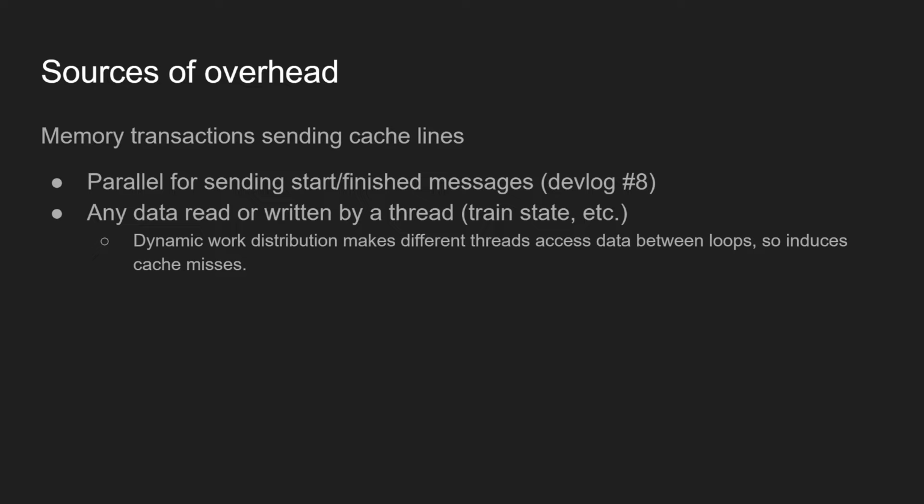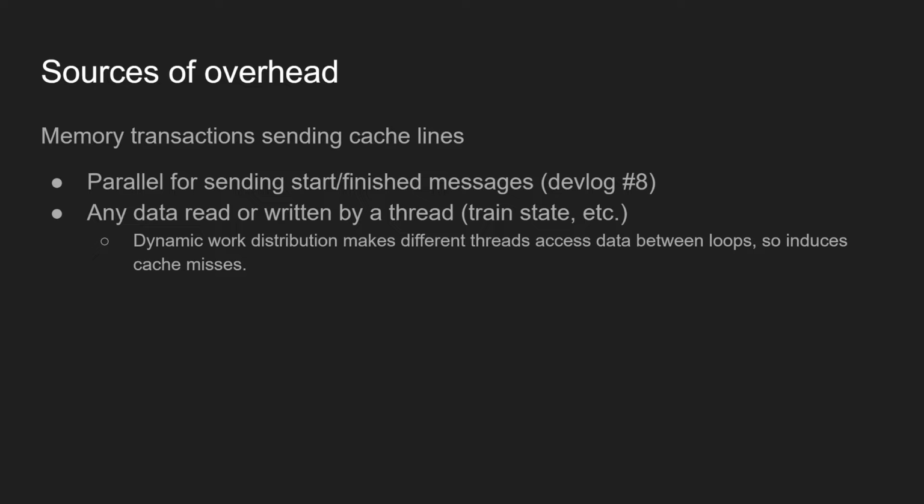But the idea is that in addition to just starting and stopping jobs, any data that's read or written by a thread is also going to result in communicating that data across the bus. This means that if you read or write any data about the train state or any other simulation state in one thread and then read it from another, then that's going to involve some communication overhead.